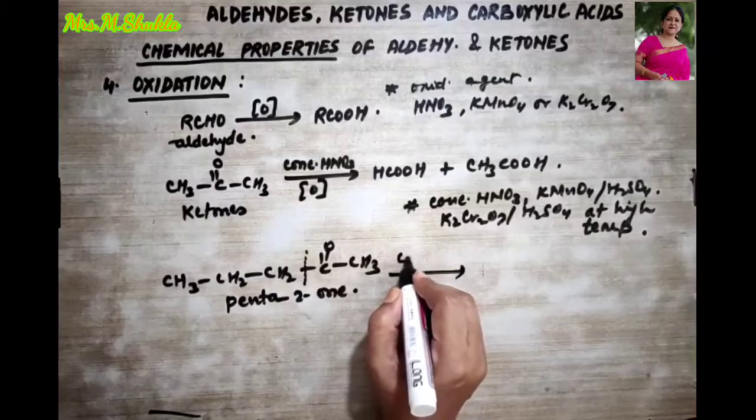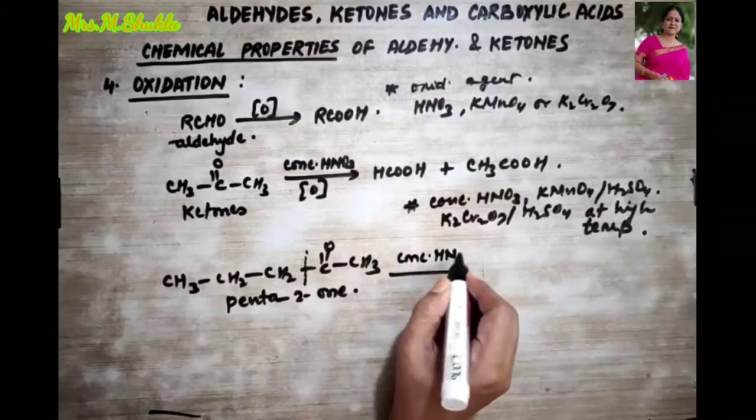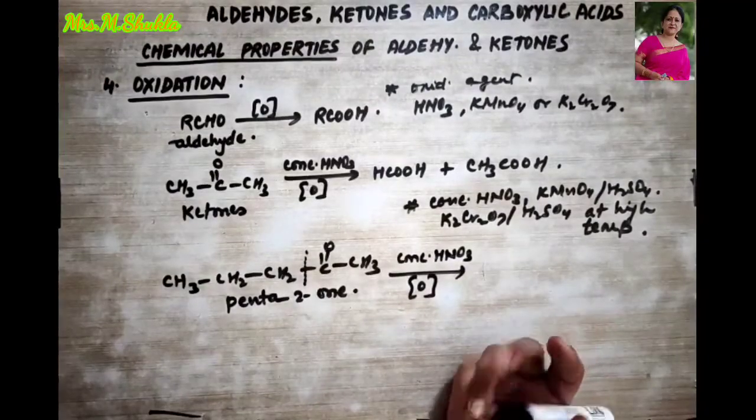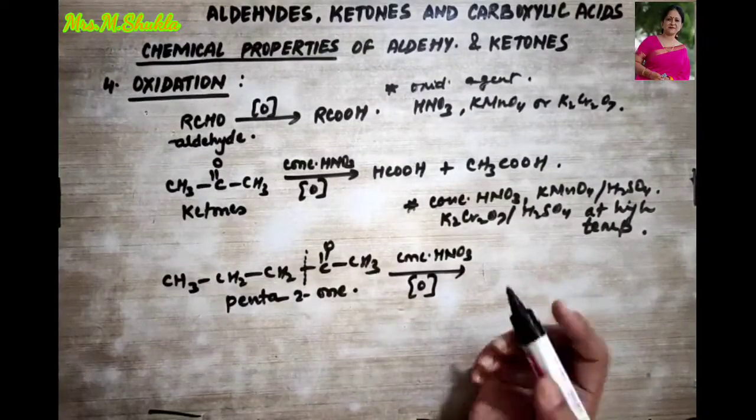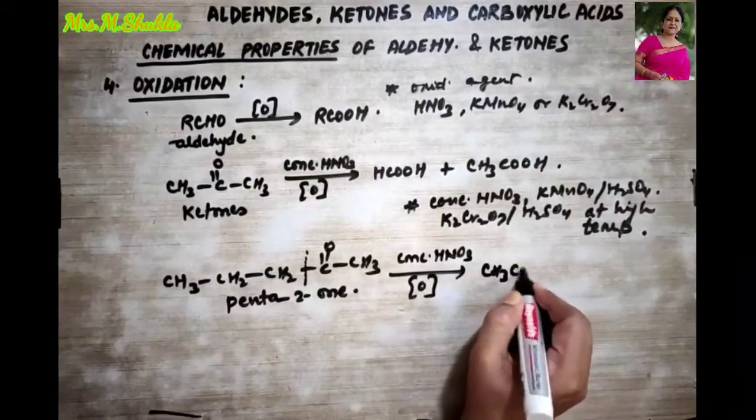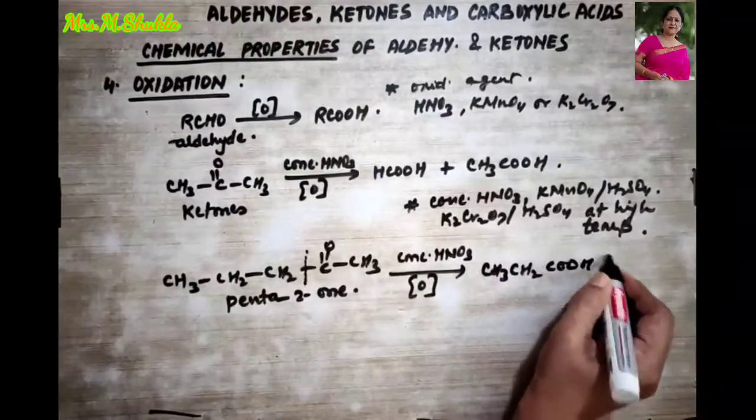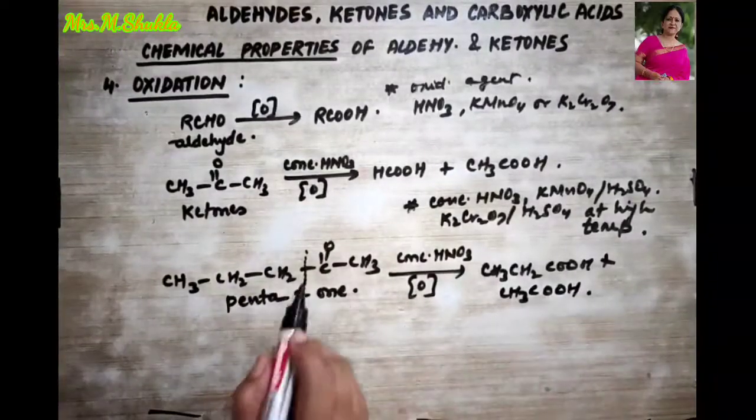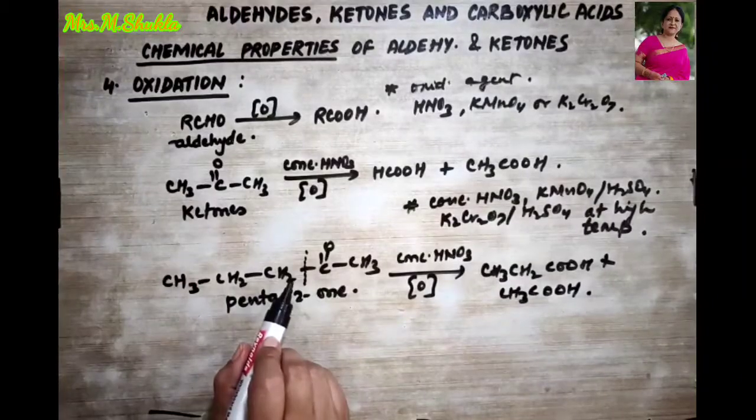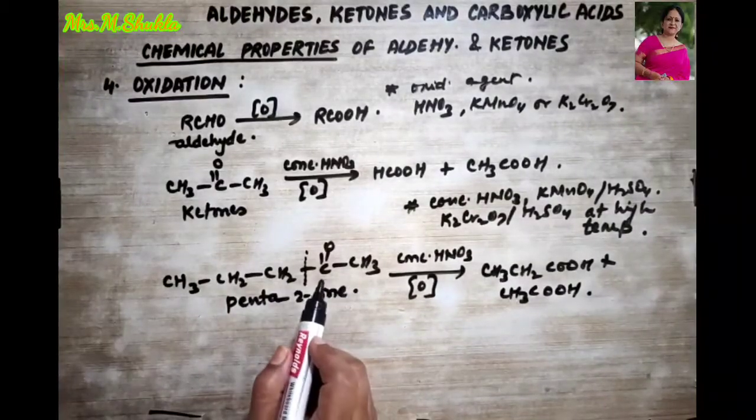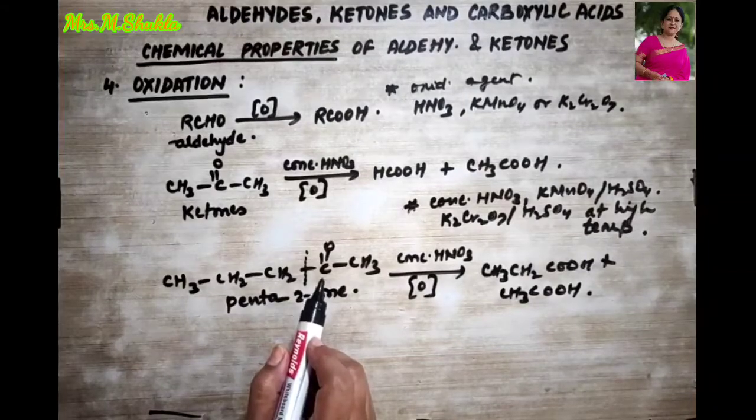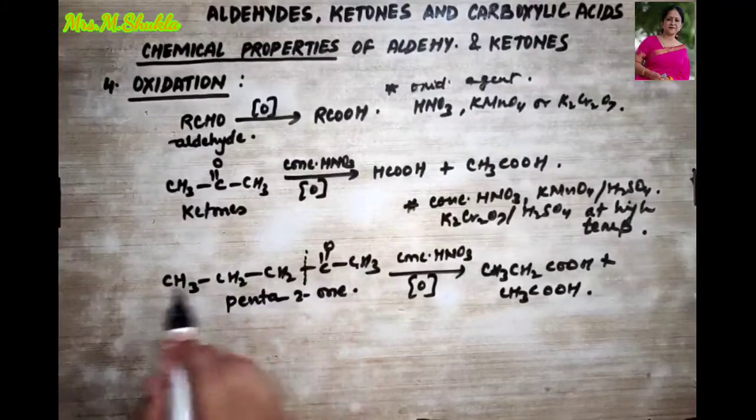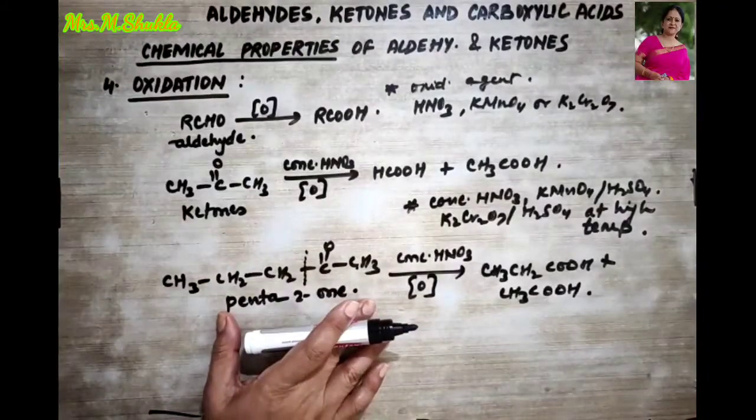So this, in the presence of concentrated HNO3, will undergo oxidation, and it is going to form the mixture of carboxylic acids, that is CH3CH2COOH plus CH3COOH. So where does this cleavage occur? The cleavage occurs in such a way that the keto group remains with the smaller alkyl group, not with this. So I hope this is very clear to you.